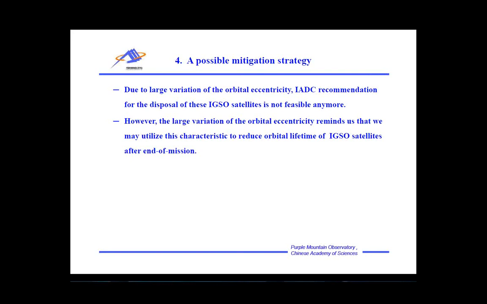So now let's try to answer the second question, possible mitigation strategies. Due to the large variation of orbit eccentricity, IADC's recommendation for conventional GEO satellites is not feasible anymore for these IGSO satellites. However, the large variation of orbital eccentricities reminds us we can utilize these characteristics to reduce the orbit lifetime of these IGSO satellites after the end of mission.